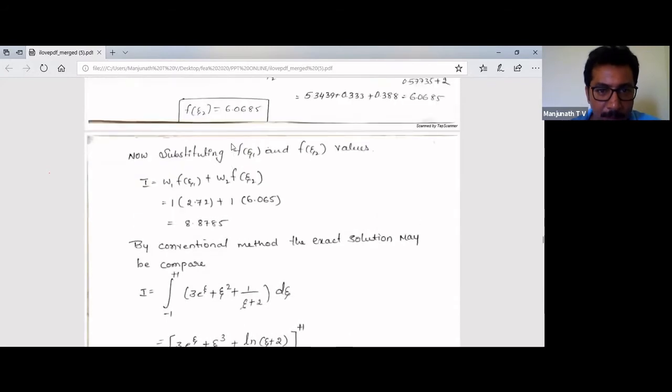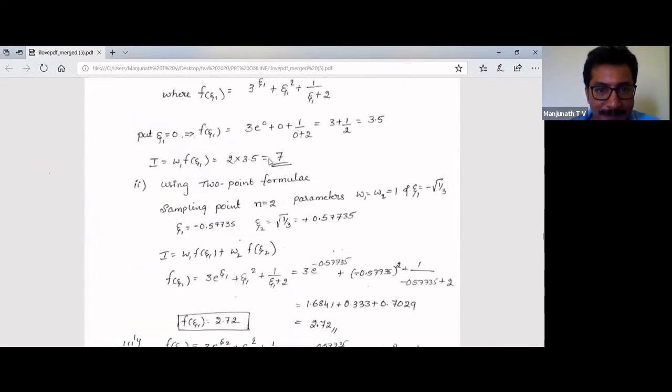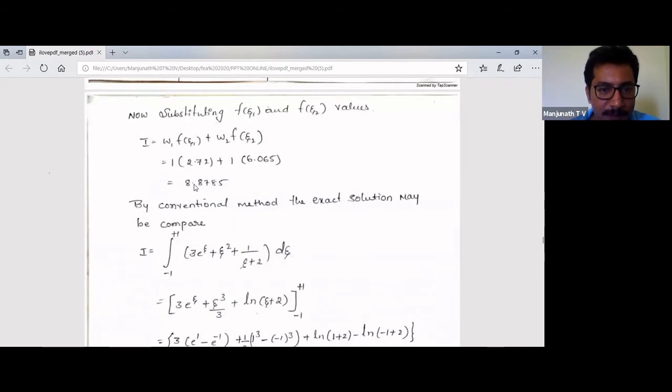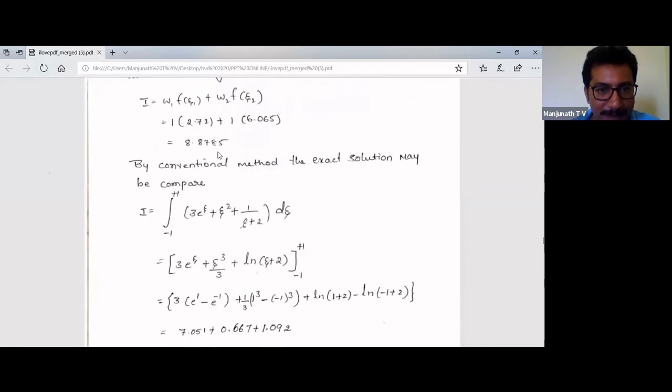See, from 1 point we have got 7, and from 2 sampling points the value is increased, that is 8.8785. So there is a lot of difference between these 2 points. For one sampling point we have got 7, and for two sampling points we have got 8.875. Now, what is the exact value?